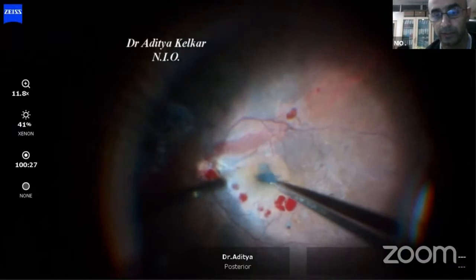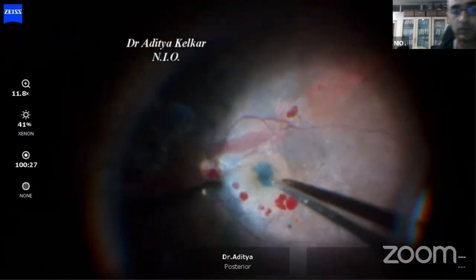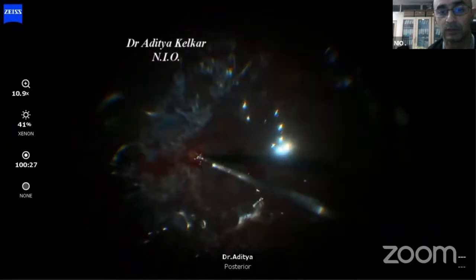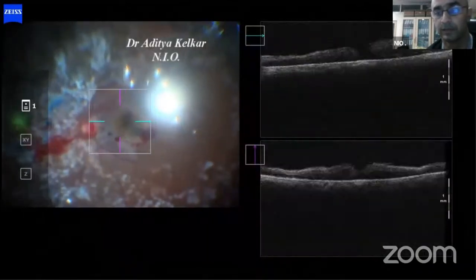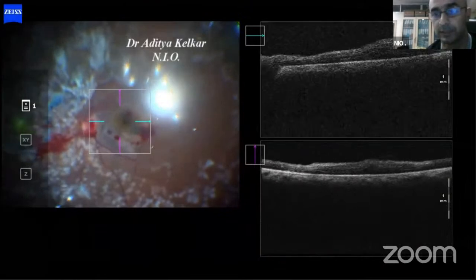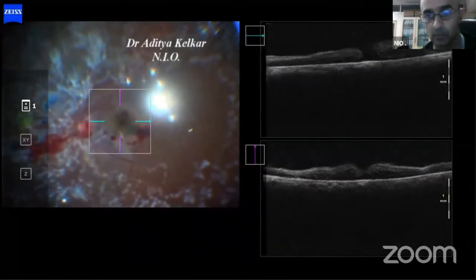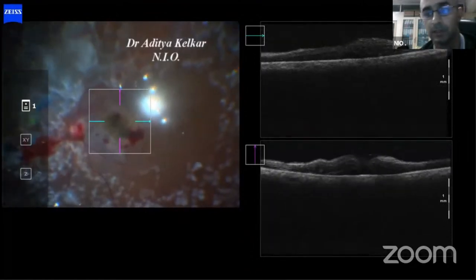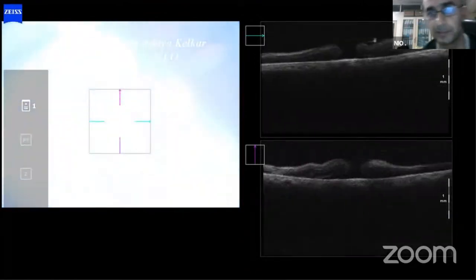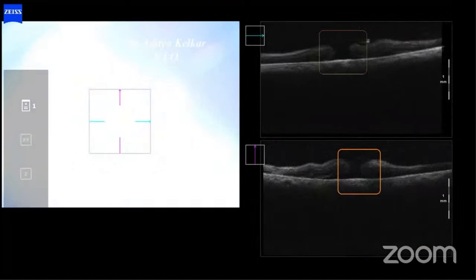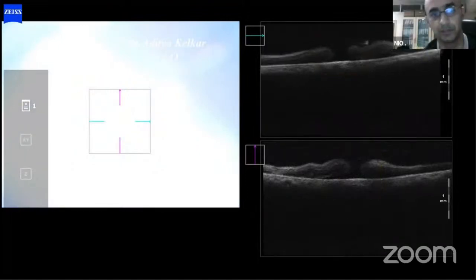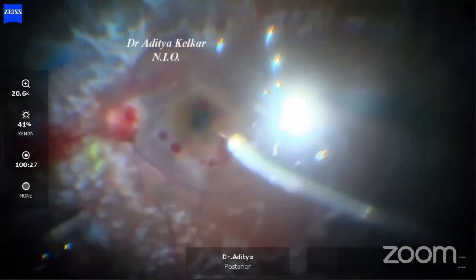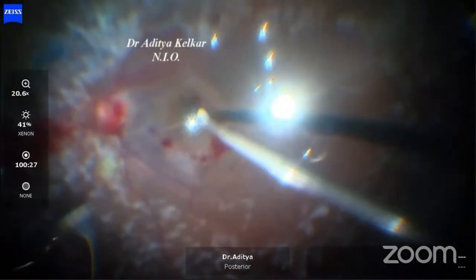And then after the fluid air exchange, I want to confirm whether this flap is in place or not. And I realize that the flap is slightly displaced. As you can see, the quality of OCT even after air exchange is good. You can see that the ILM flap has got displaced, and therefore I need to make a little maneuver to reposition it. So I reposition it using the diamond dusted membrane scraper.